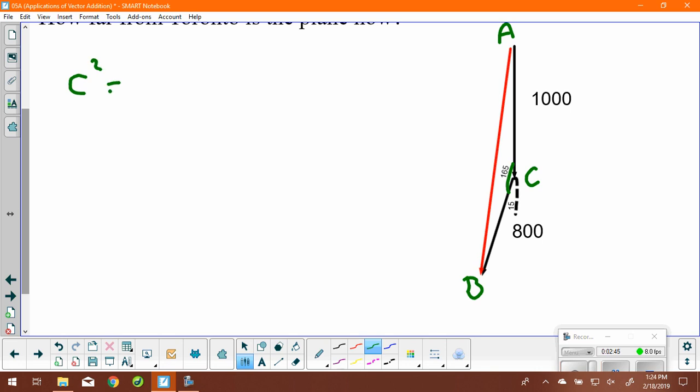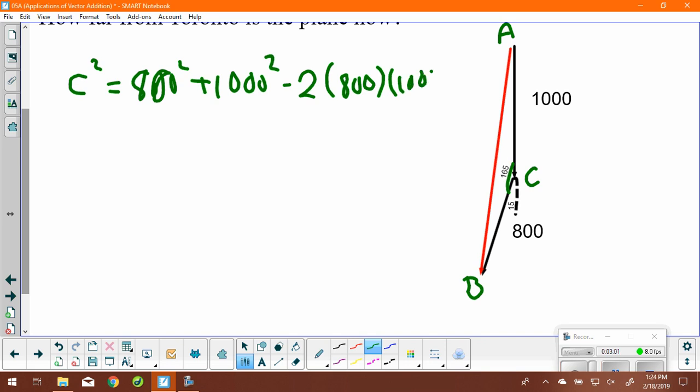So C squared equals my other two sides, 800 squared plus 1,000 squared minus 2 times 800 times 1,000 cos of 165. Okay, I apologize for the writing. It's not super easy to write on my laptop. Okay, so we've done cosine laws before, so I would assume at this point we can all work that through.